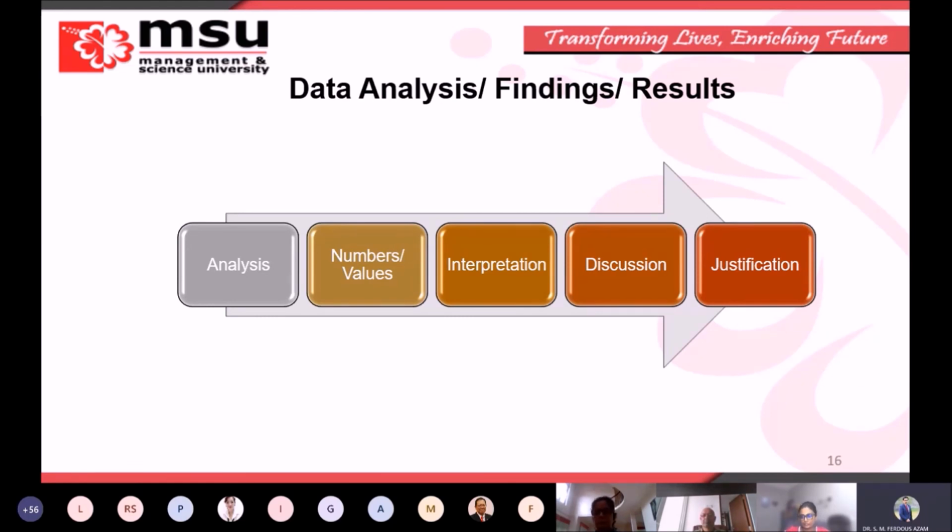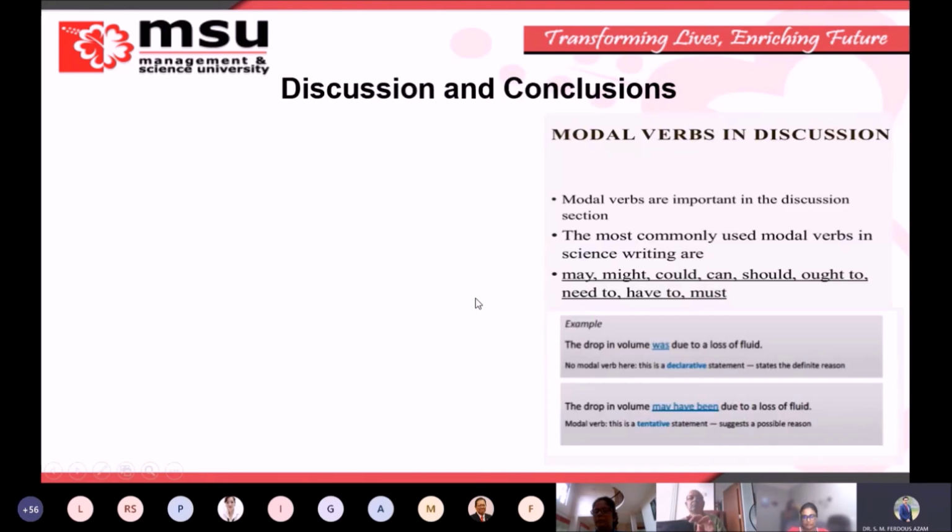Many of us only do until stage number 3, which is called interpretation, but we don't discuss how it works for our research. And sometimes we don't justify. No, we have to do justification: who are the people, past researchers, who have come up with these findings, and these findings are in line with whom. So these are the 5 stages. If we do so, then for our analysis, findings or result part, there should not be any question. Now, discussions and conclusion.